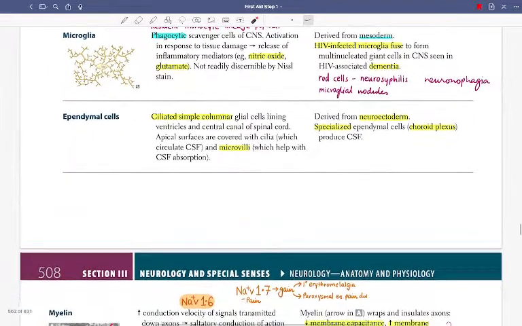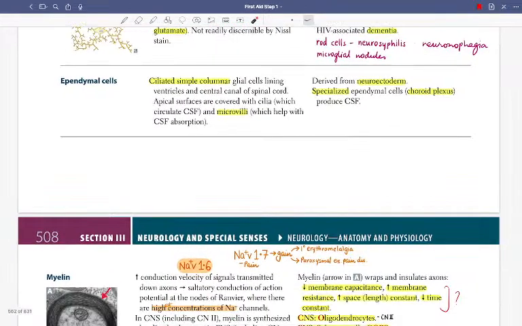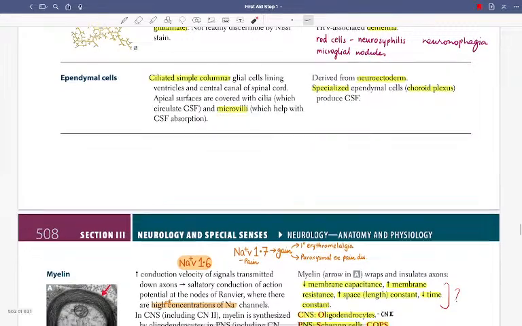Next is ependymal cells, ciliated columnar, very important. Ependymal cells are related to CSF, so they are ciliated simple columnar with microvilli, lining the ventricles and the central canal of the spinal cord also. Remember this, don't miss it out. They are derived from neuroectoderm. Ependymal cells in the choroid plexus are specialized, and their apices are covered by both cilia and microvilli.